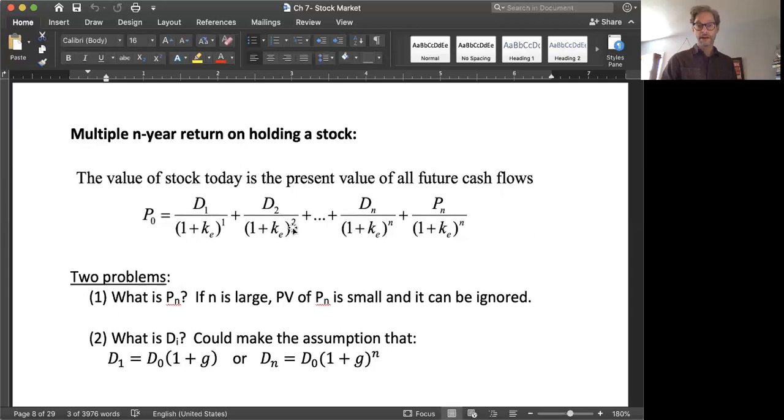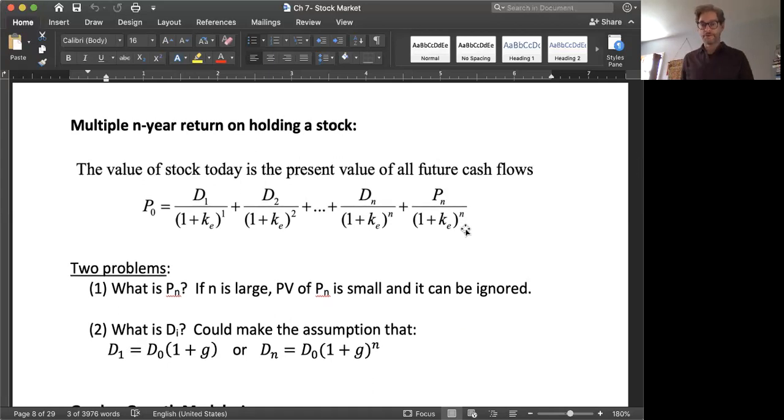And notice here, I have to discount them back by 1 plus K_E to the power of the period that I'm in, right? So in other words, I have to discount dividends 3 years from now, back 3 years. Dividends 4 years from now, back 4 years. So I have to discount all these dividends. And then I also have to discount the price that I think this stock will sell at when I sell it, okay? So it's really just the same as the 1 year, only now I just have to account for the fact that we have multiple years.